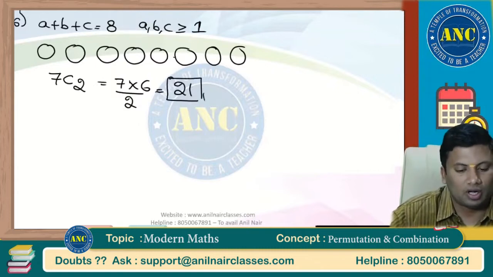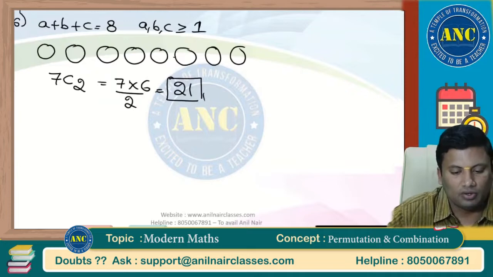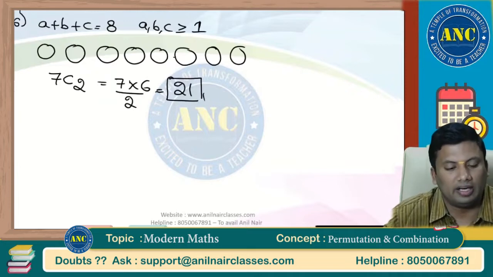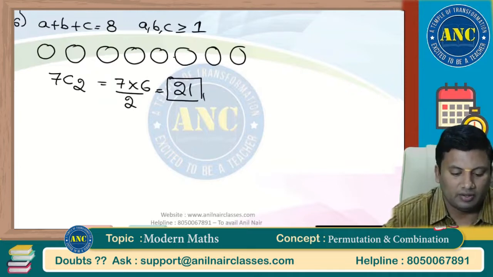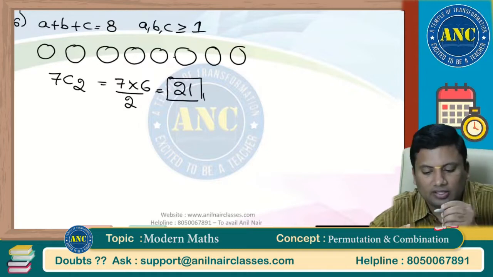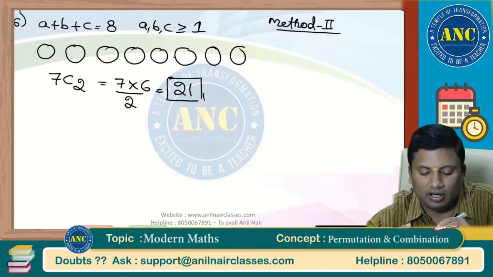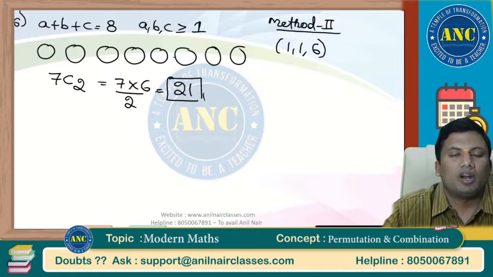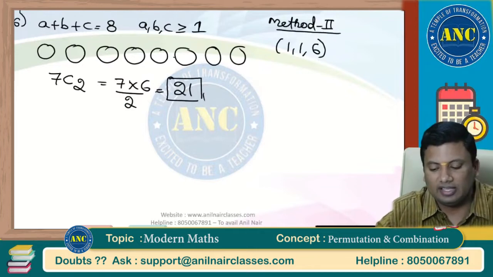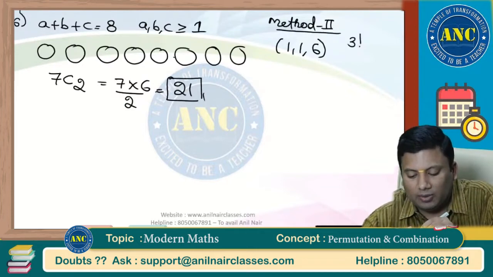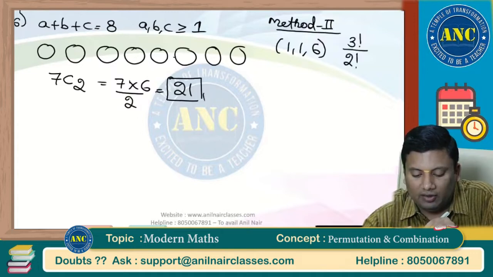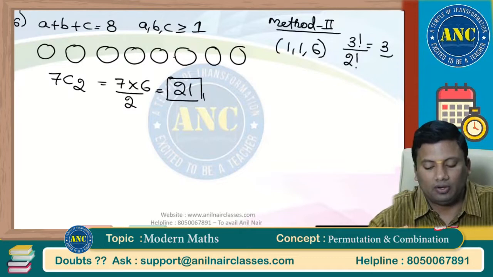You don't need to count any of the cases. 7C2 is nothing but 21. Suppose you want to do counting and cross check whether 21 is right or wrong. a value 1, b value 1, c value 6. 1 + 1 + 6 is 8. 3 numbers can arrange among themselves in 3 factorial, but 2 are identical, so 3 factorial by 2 factorial, which is 3.